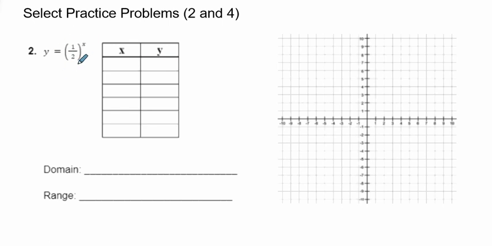All right, so for this first one, this is going to be an example of decay. So it's going to go like that, right? It's going to start out really high and then it's going to get small, right? So for my x values, you can actually start with -3. So go -3, -2, -1, 0, and then 1 and 2. And we'll see what we get.